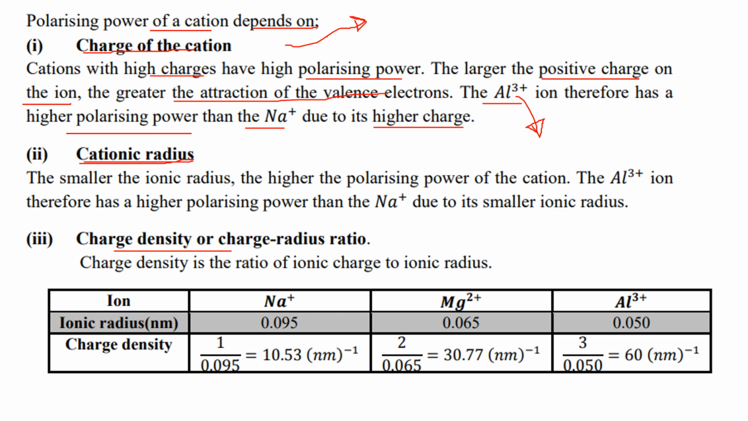And then let's look at cationic radius. We are going to be saying that the smaller the ionic radius, the higher the polarizing power of the cation. So any cation which has a high charge density, for example aluminium, we expect it to have a smaller ionic radius because the two are linked together, or they are directly proportional. The smaller the ionic radius, the higher the charge density. So the aluminium ion therefore has a higher polarizing power than the sodium ion, due to aluminium having a smaller ionic radius as compared to the sodium ion.